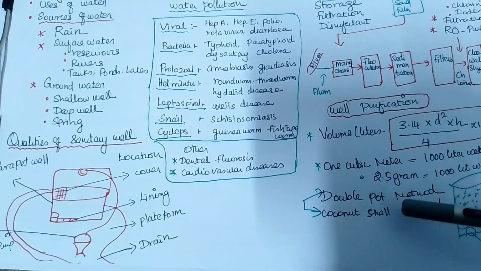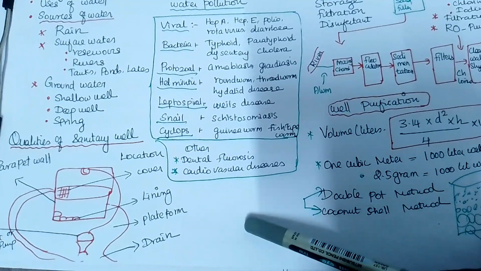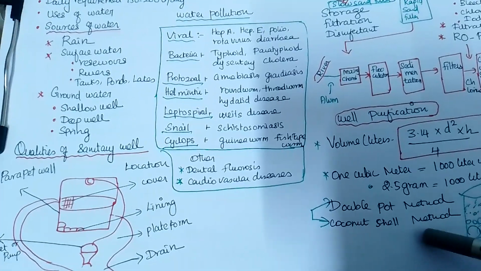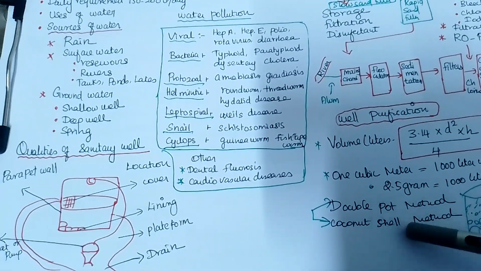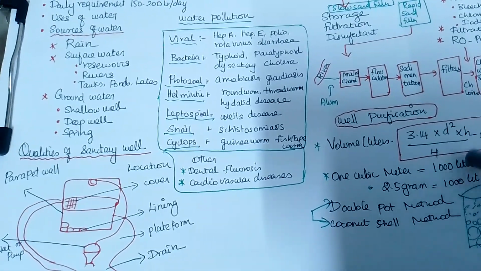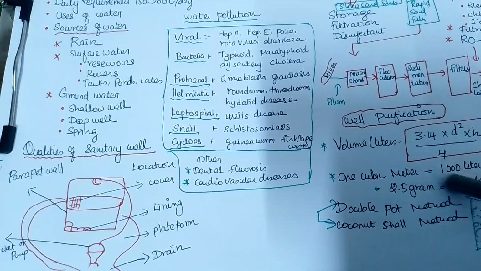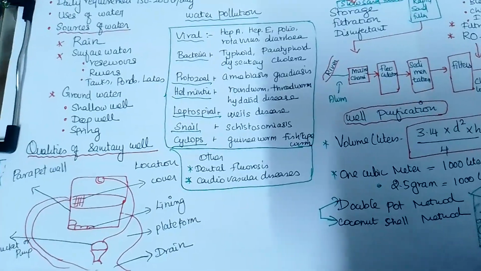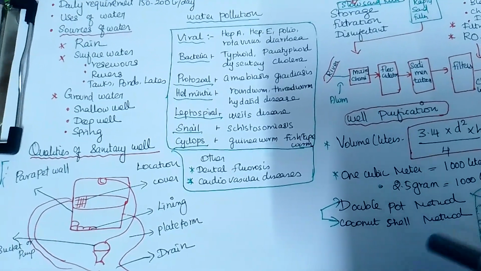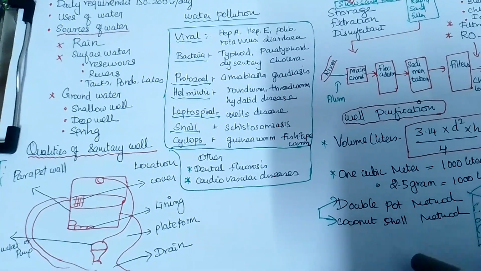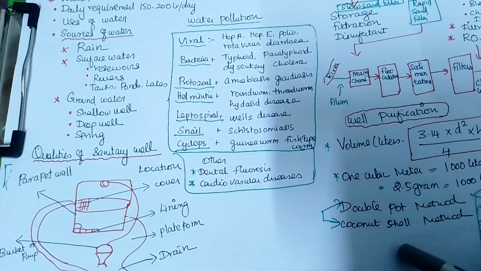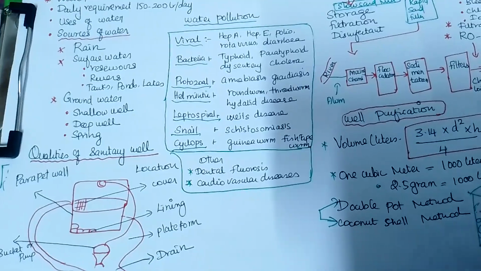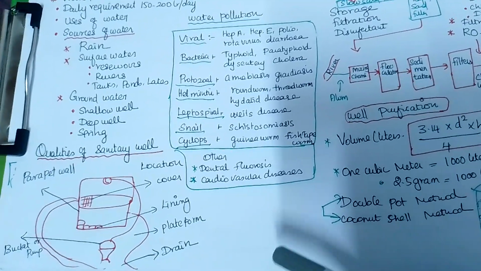There are various methods to put this bleaching powder into the well. One is the coconut shell method. After drinking the coconut water, the mixed bleaching powder solution has to be poured into the coconut shell, and you put 5, 6, 7 shells inside your well. For one month don't use the well. Slowly the bleaching powder will come out and disinfect the whole well.